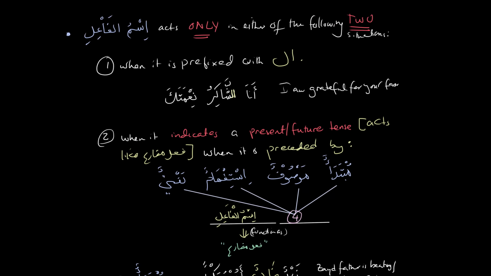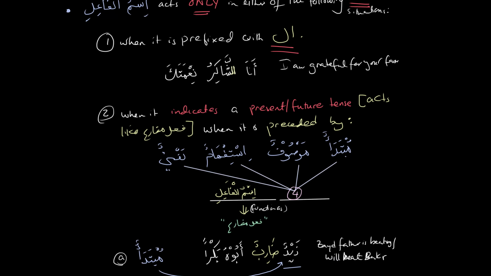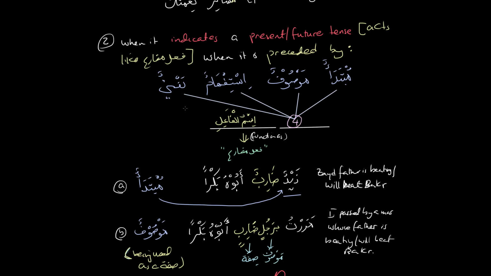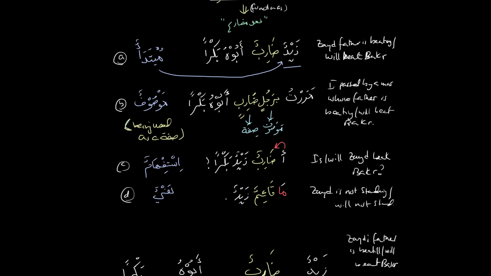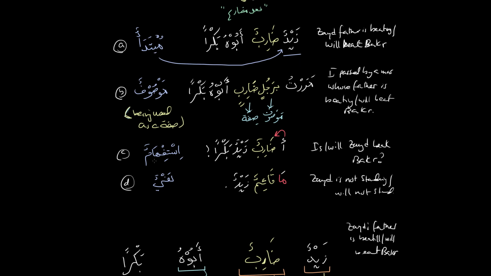Ism fa'il is only used in either of the following two cases: either it's prefixed with the al, like ana shakirun, or it functions as a fa'il mudari if it's preceded by mubtada, mawsuf (that is, it's acting as a sifa), istifham, or nafy. So if any of those is right before it, then it functions as a fa'il mudari. Examples were given in these four cases of mubtada, mawsuf, istifham and nafi.